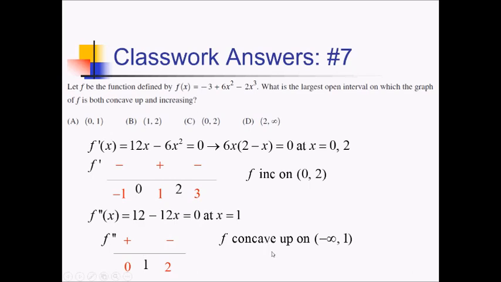And now putting these together, I need an interval that includes 0 to 2 and -infinity to 1. Well, the only place where those overlap is on the interval from 0 to 1. If I go past 1, I don't have the concavity I need. If I go before 0, I don't have the increasing nature that I need. So 0 to 1, so that's going to be answer choice A.